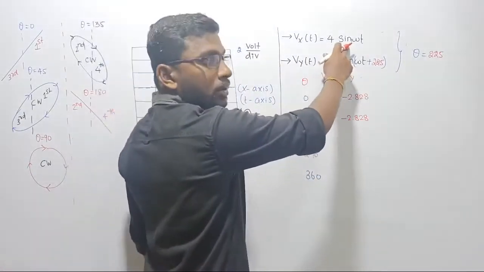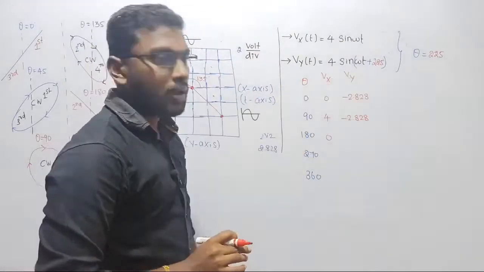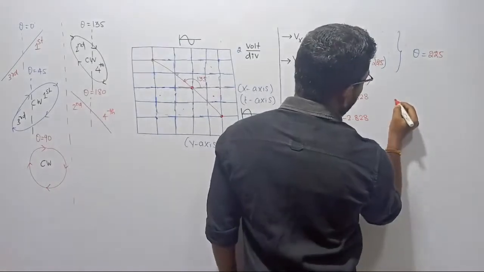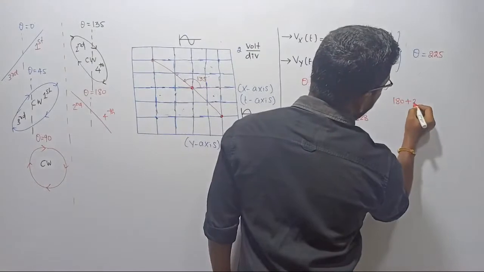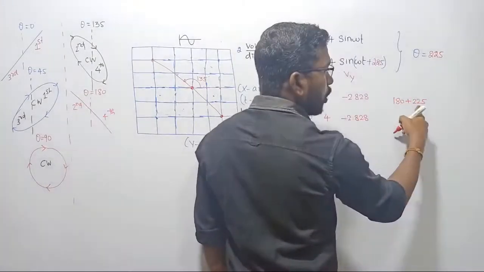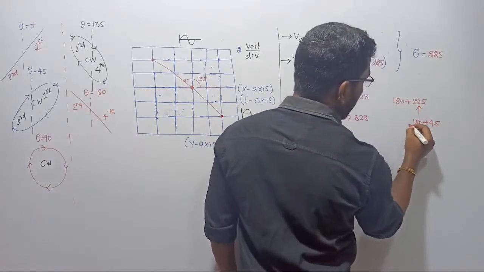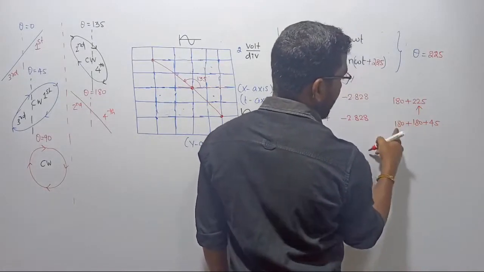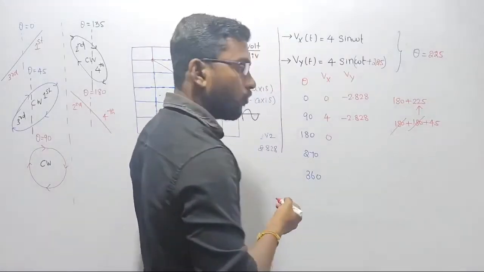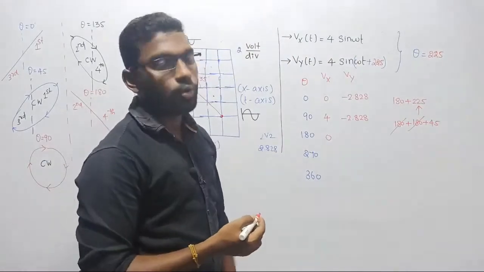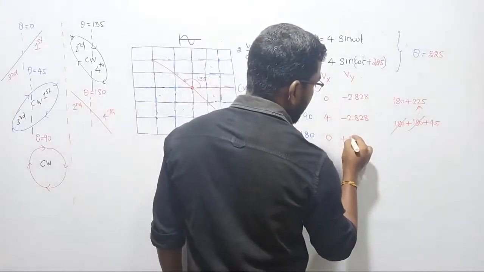At 180, sin 180 is 0. 180 plus 225, how will you break this one? Let us consider theta equal to 180. If I place 180 plus 225, 225 can be broken as 180 plus 45 degree. Do you all agree with me? Exactly. So here we have 180 plus 180 plus 45. 180 plus 180 will become 0 degree. 0 plus 45 will become 45 degree. Sin 45 will become 1 by root 2. 1 by root 2 into 4 will become 2 into root 2. 2 into root 2 will be equal to what? Plus 2.828.